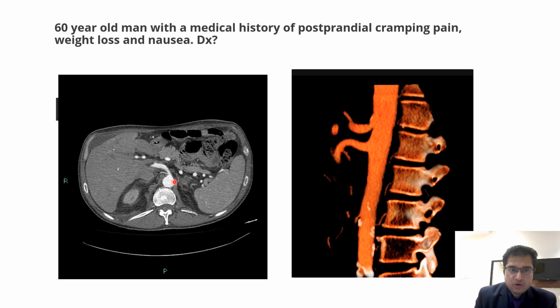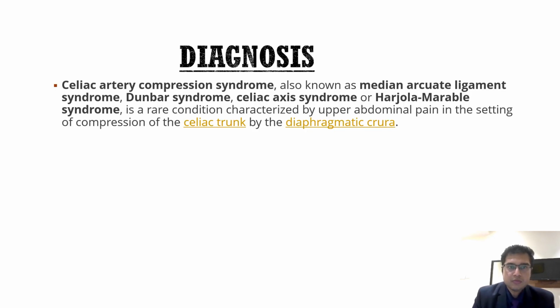Actually, this narrowing is caused by the arcuate ligament of the diaphragm, which can also be appreciated on the reconstructed images, because of which this patient is experiencing these symptoms. This syndrome is called Dunbar syndrome. So celiac artery compression syndrome, or median arcuate ligament syndrome, or Dunbar syndrome, is actually a rare condition characterized by upper abdominal pain in the setting of compression of the celiac trunk by the diaphragmatic crura.